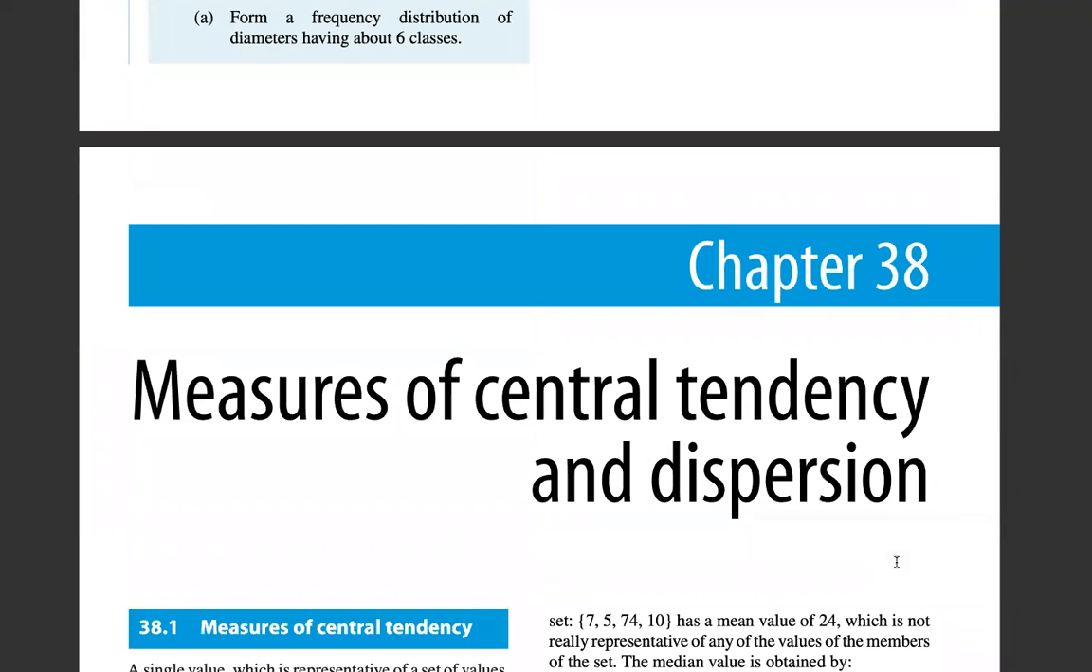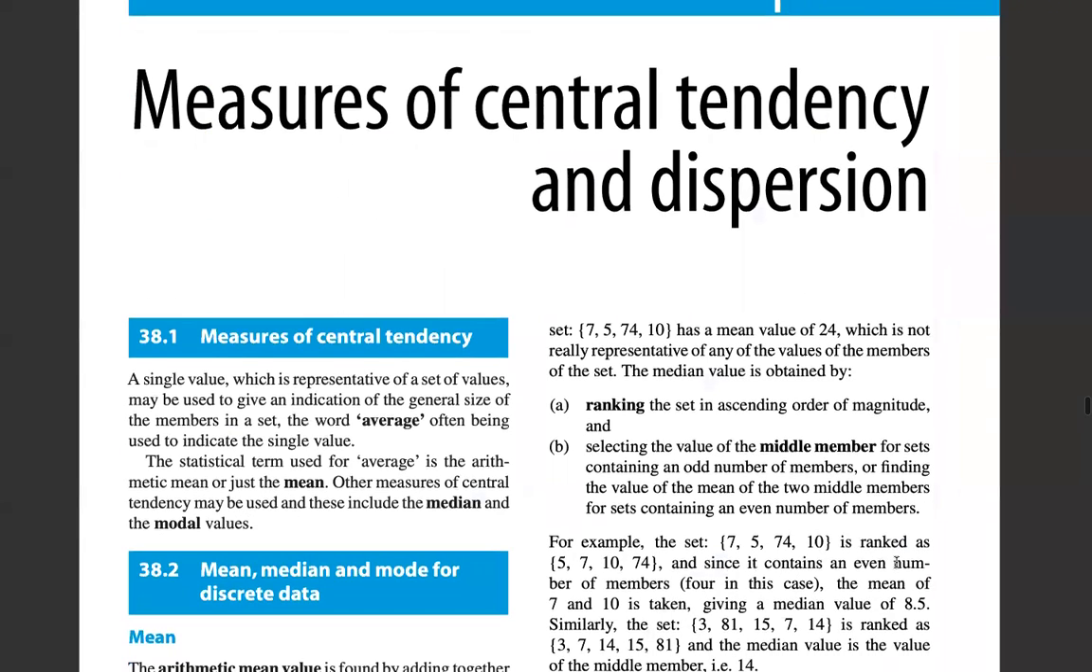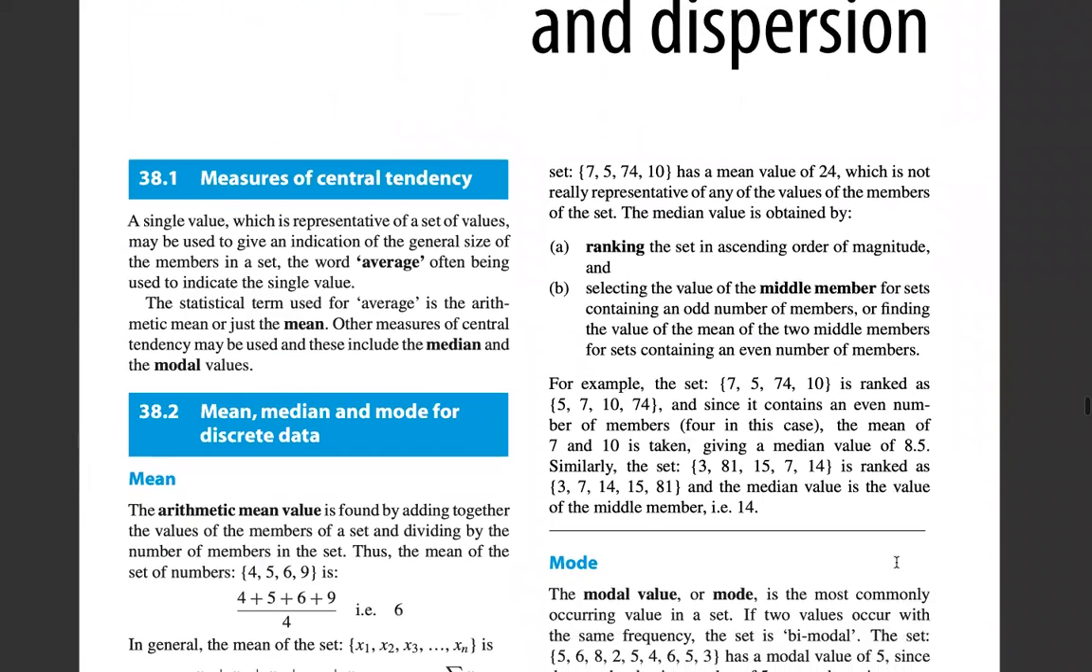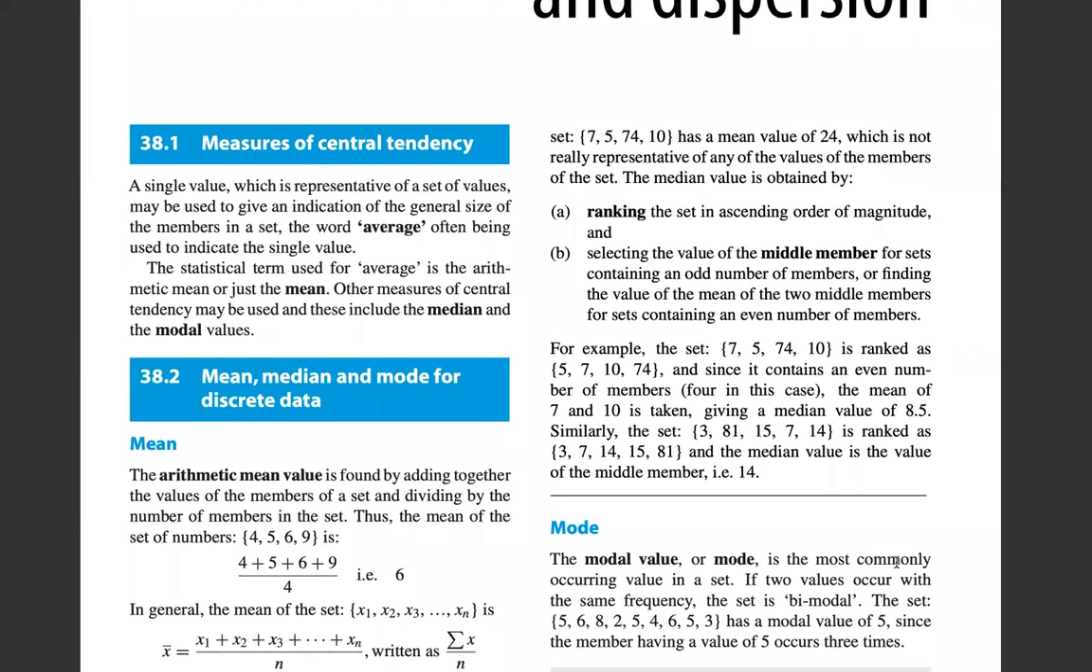That is a chapter you all should be reading on your own because I have no complicated mathematics inside it. We use class time to get into the complicated mathematics, right? What is dispersion? Measures of central tendency. I'll take your time with this one. It's a single value which is representative of a set of values, and may be used to give an indication of the general size of it.